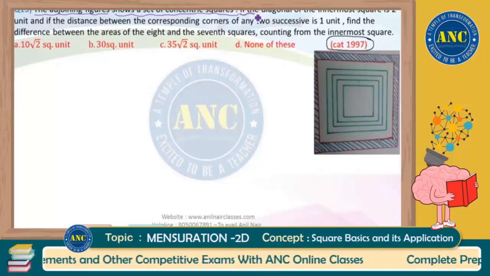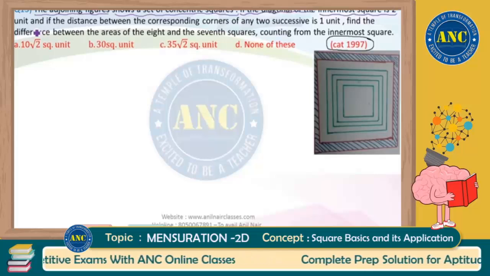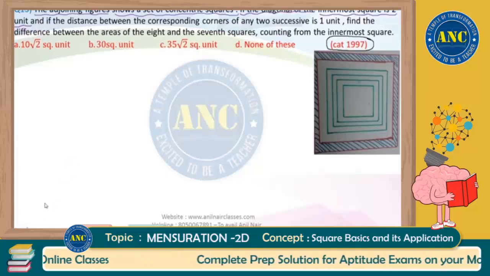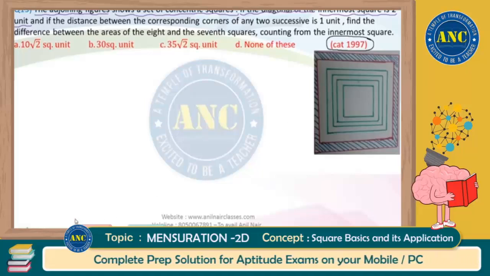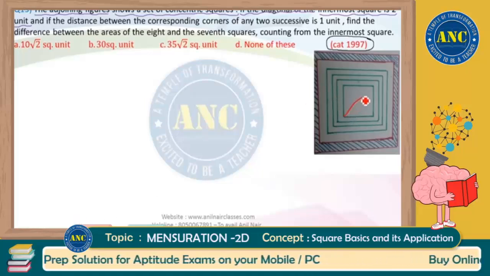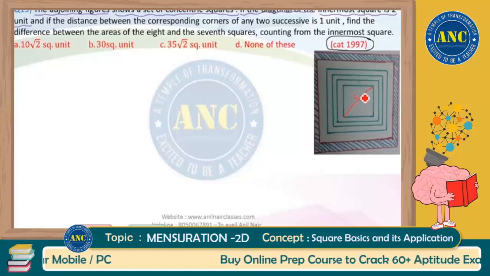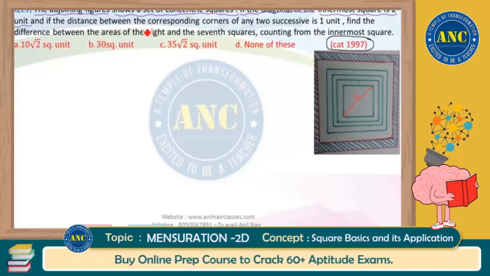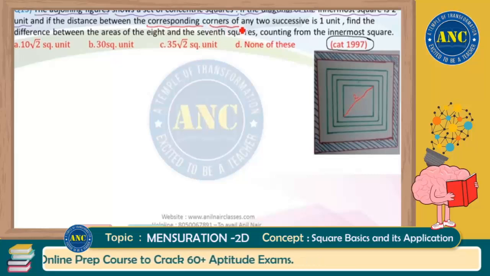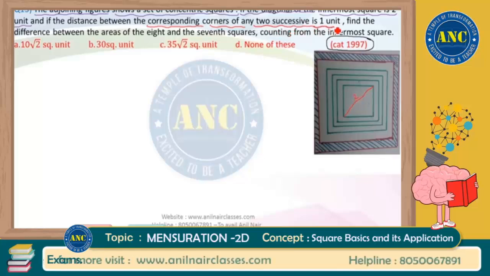Okay, it shows a set of concentric squares. Beautiful. If the diagonal of the innermost square is 2 units, that means, let me draw it, the innermost square diagonal is given in the question as 2 units. And if the distance between the corresponding corners of any two successive squares is 1 unit. The distance between the corresponding corners of any two successive squares is 1 unit.